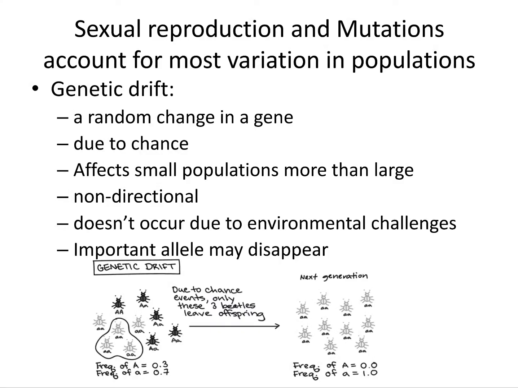Now, looking at this slide here, sexual reproduction and mutations account for most variations in populations. Your book mentions genetic drift, and it just says a random change, but it really doesn't go into any detail on it. This is a chance. The organism that goes on may not be the most fit to go on, but you can think of it as the most lucky.